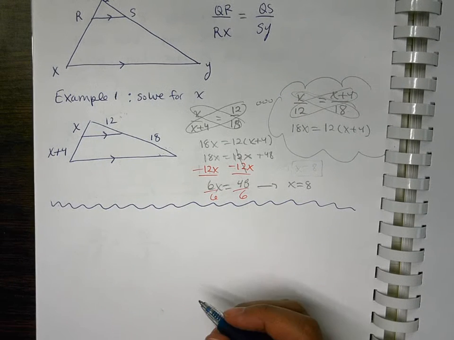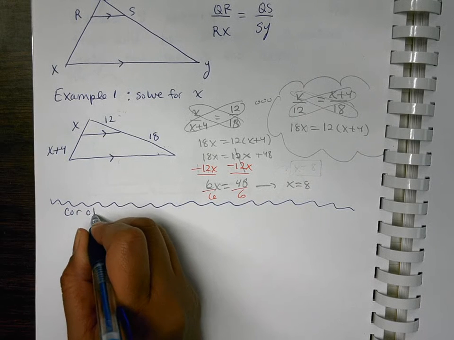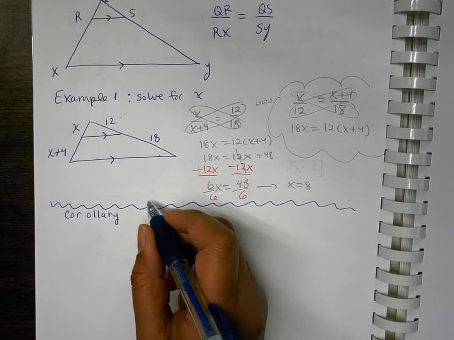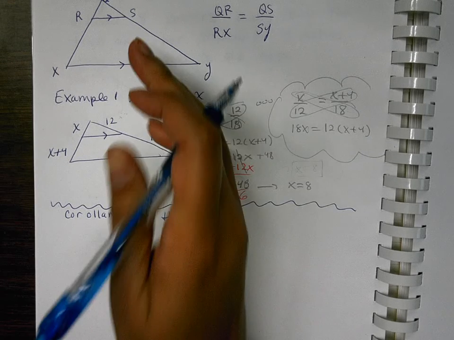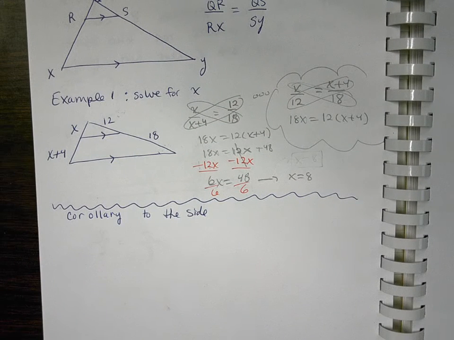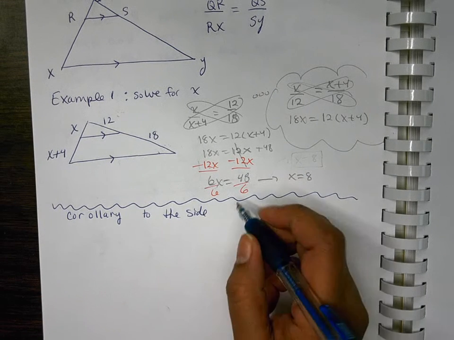Okay. Next one is a corollary to the side splitter theorem. Now this means it's very similar, but just a smidge different, so it does require its own picture, its own proportions. Corollary to the side.